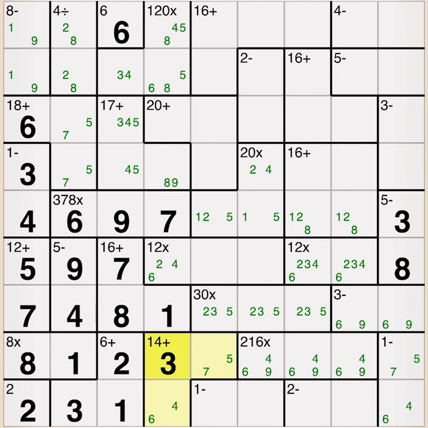I don't think we can do anything more with that 14 at this stage. But what have we got? Because we've got 3, 4 here, it has to be 5, 6, 8 only. So we can take out that 4. Okay, where can we go next?